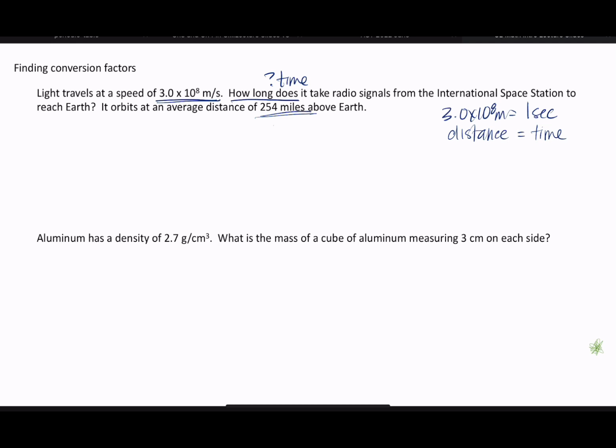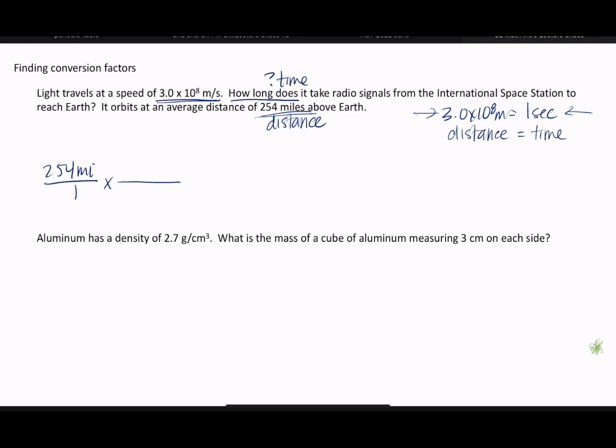And I'm given a distance, and I'd like to know about time. So that means, wow, thank goodness we have a conversion factor. So we would take our 254 miles, and then we would try to use this conversion factor, and what do we notice?